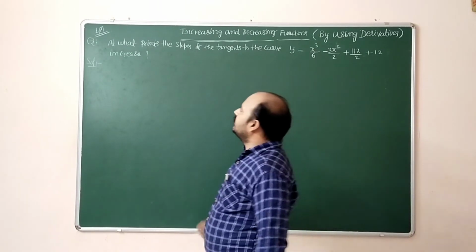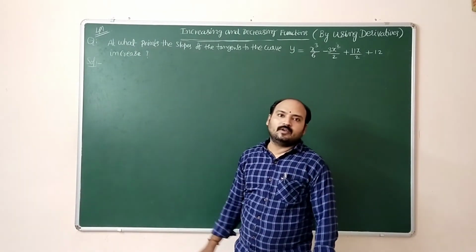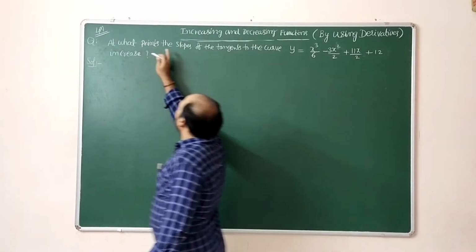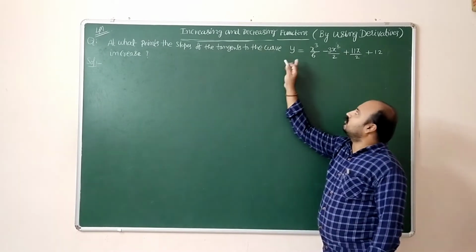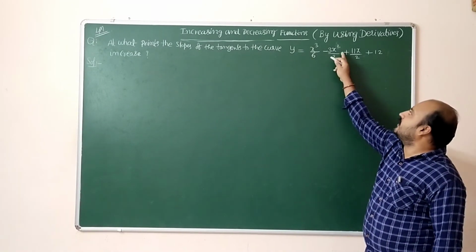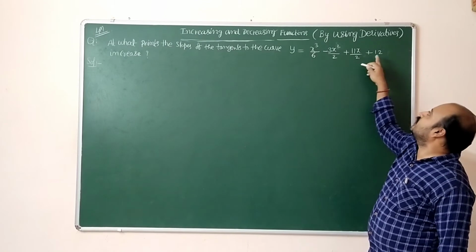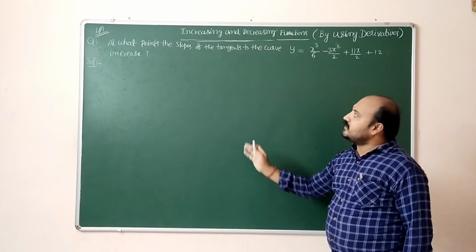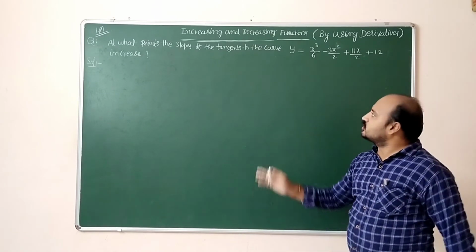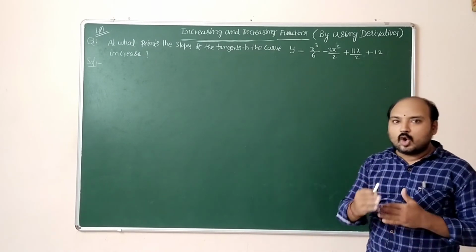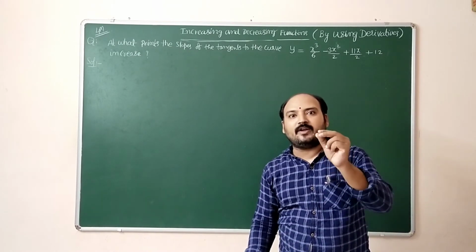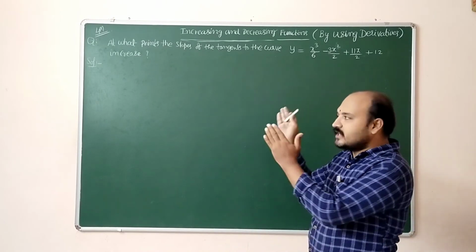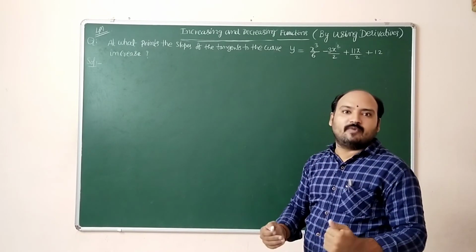The next question, this question was already asked in the intermediate board for 4 marks. At what points the slopes of the tangents to the curve y equal to x cube by 6 minus 3x square by 2 plus 11x by 2 plus 12 increase? At what points, that means at what intervals, the slope of the tangent to the curve. The slope of the curve is denoted by dy by dx. Generally slope is denoted by m. So first we have to consider the given curve and find the dy by dx value.